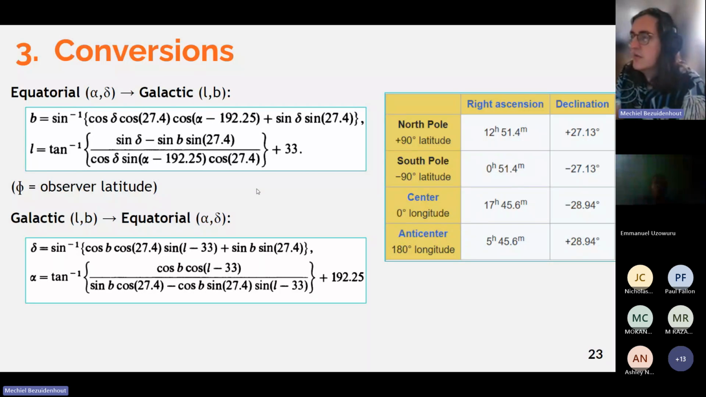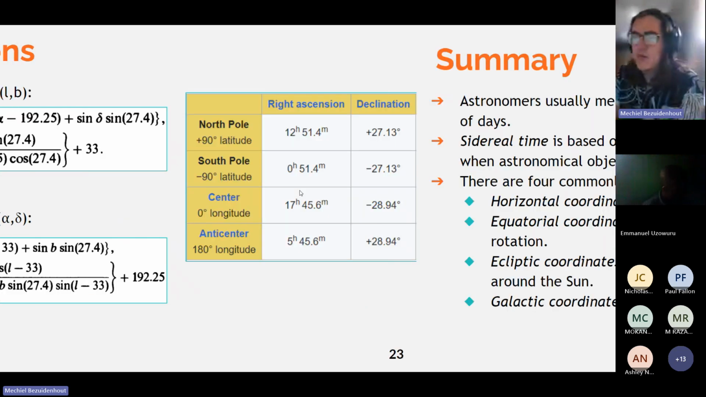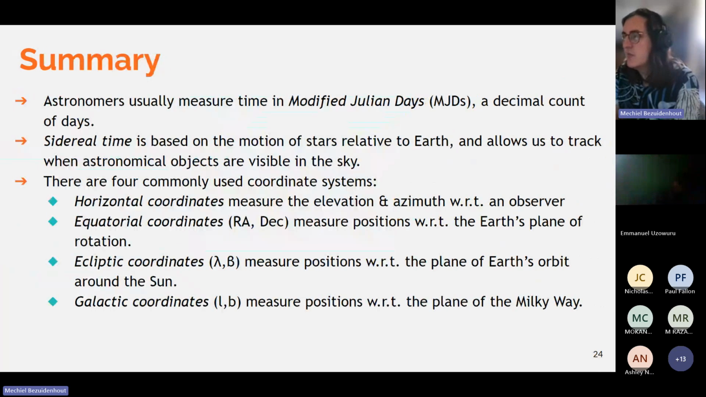So you don't have to know these off by heart, but I think it's important to know what each of these coordinate systems means, how they relate to one another, and when they are useful. That's what I want you to take away from this lecture. So before we end, let me quickly summarize everything, and then go to questions.